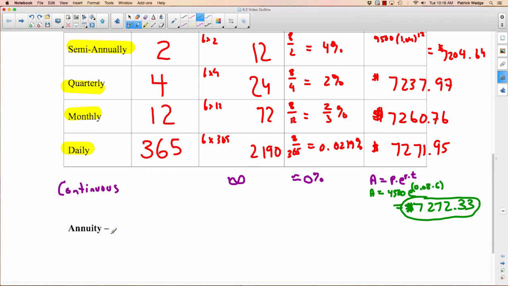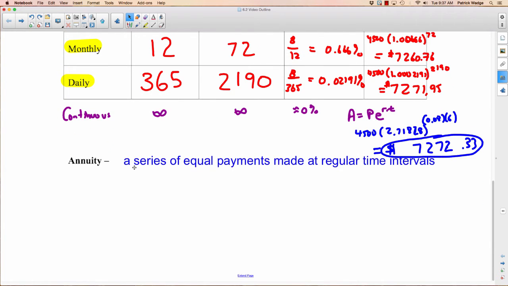All right, on to annuity. Annuity is a series of equal payments made at regular time intervals. So the key here with an annuity is it's a payment. You're now going to start making payments. So think about it like a savings account. Let's say you have a job and every time you get your paycheck, you put $100 in the bank. That's an annuity. It's a regular savings plan.